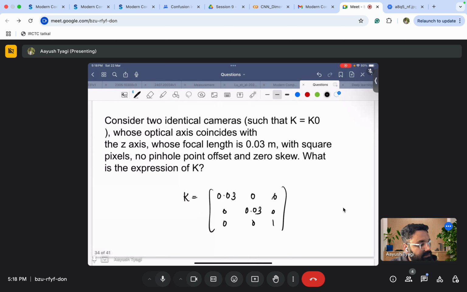So this is a question, let's number it as 11. Consider two identical cameras K1 and K0.